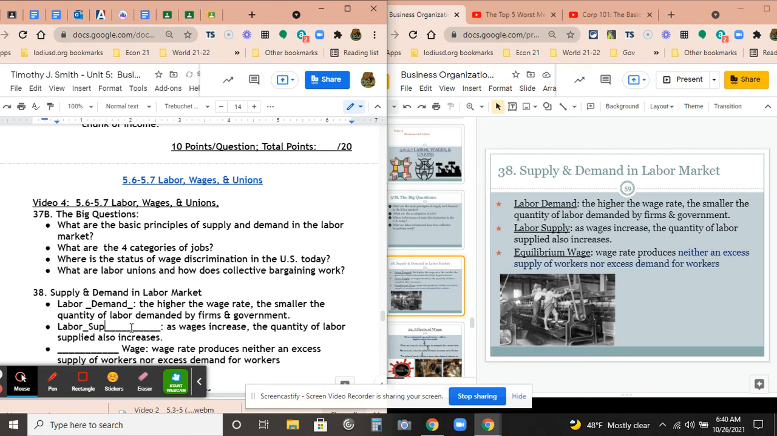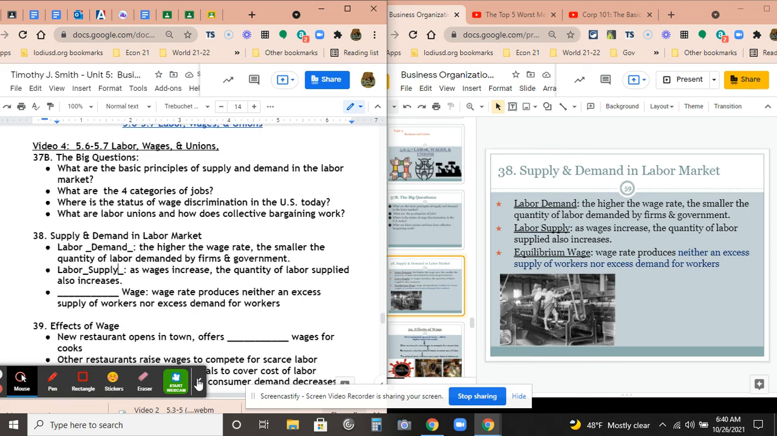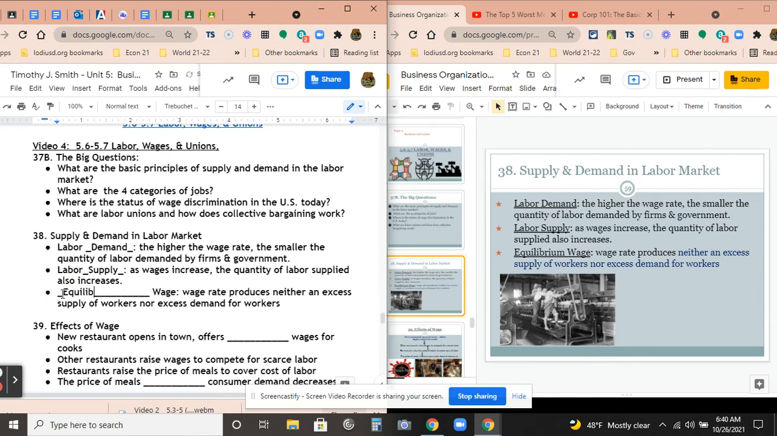So, labor supply. As wages increase, the amount of labor also increases. So as you make more money, more people want those jobs. It pays more. Then you have equilibrium wage. This is going to be just like equilibrium before. It's going to be the right wage. A wage rate produces neither an excess supply of workers nor excess demand for workers.